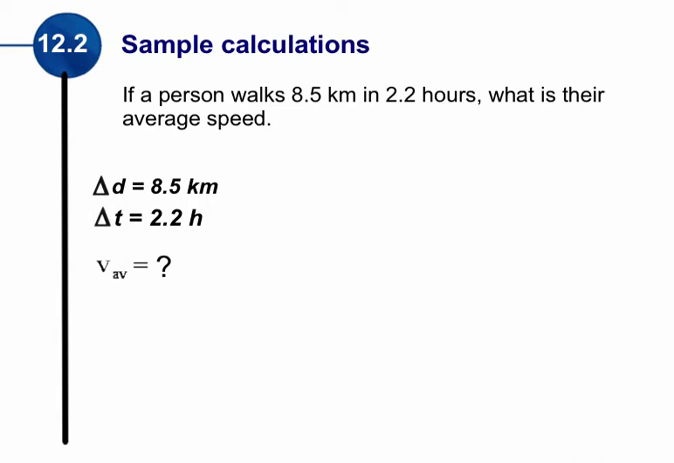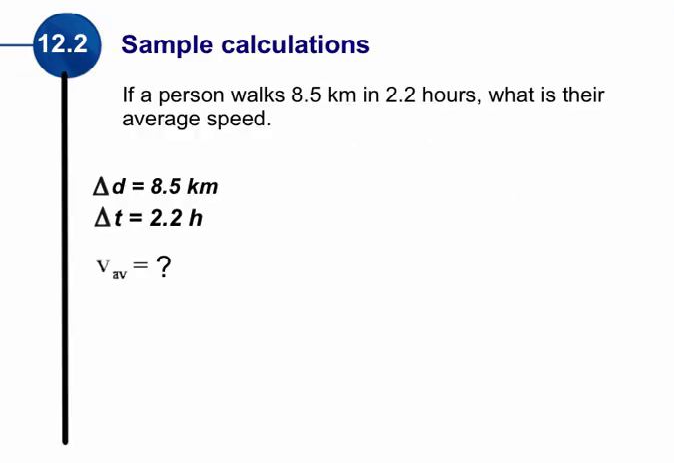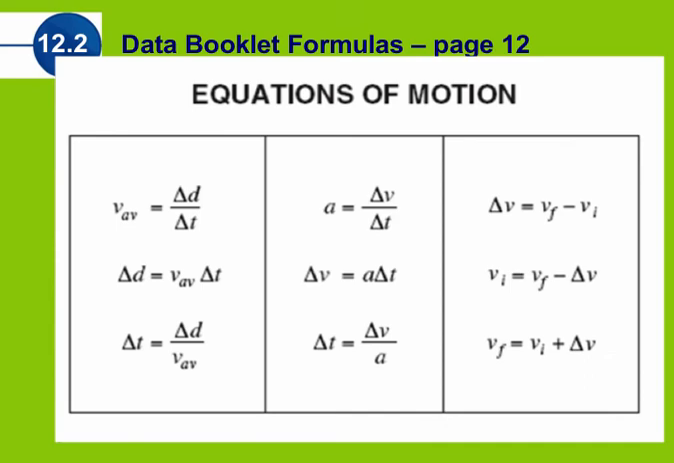Now, the good part about these calculations is that on the very back page of your data booklet, you have formulas. What we want to do is find a formula that deals with all of our given information: delta D, delta T, and V average. So we just turn to our formula sheet, and it's pretty clear it's that first equation. That's going to be the equation that we use to do our calculation.